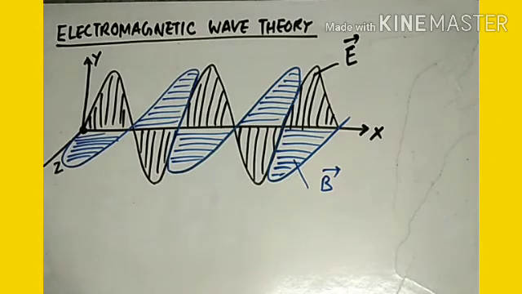But we have to see one thing, which is called the electromagnetic spectrum, which is also very, very important. Well, let's see how we can make the diagram of it. So the next topic is the electromagnetic spectrum.